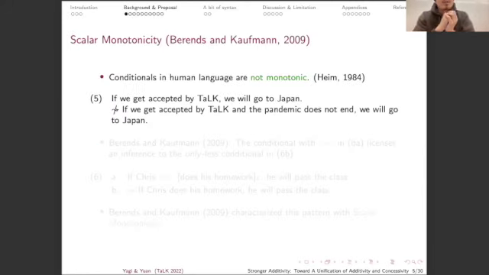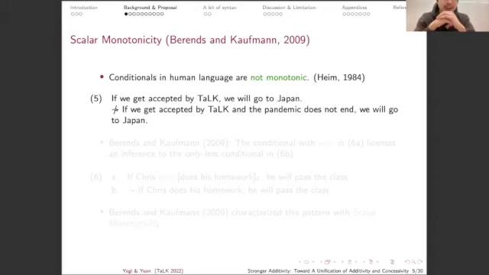But first of all, let me talk about scalar monotonicity and the formality of the proposed invariance in Bernhard and Kaufman, which is kind of complicated. So we will not go into the exact formalization of them, but the idea is pretty simple. First of all, we know that conditionals in human language are not monotonic, as observed by Heim. Like if you see 5, if we get accepted by talk, we will go to Japan, which was our original plan. And it doesn't make an entailment into: if we get accepted by talk and the pandemic does not end, we will go to Japan.